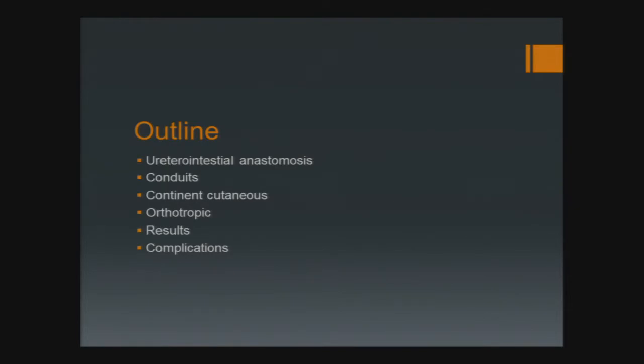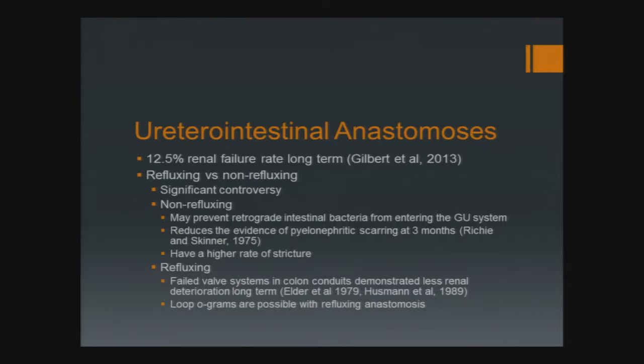And then just briefly touch on some of the different results of these various surgeries and then some of the complications from these surgeries. So ureterointestinal anastomoses, just as a broad stroke to think about how well these work. There's a 12.5% renal failure rate long-term on all of these ureterointestinal anastomoses, and that is 30-year data. A lot of our patients that we're doing this surgery on start out pretty sick, so they don't make it 30 years. But still, a 12.5% rate of failure is pretty high, considering the number of people we're doing this surgery on.